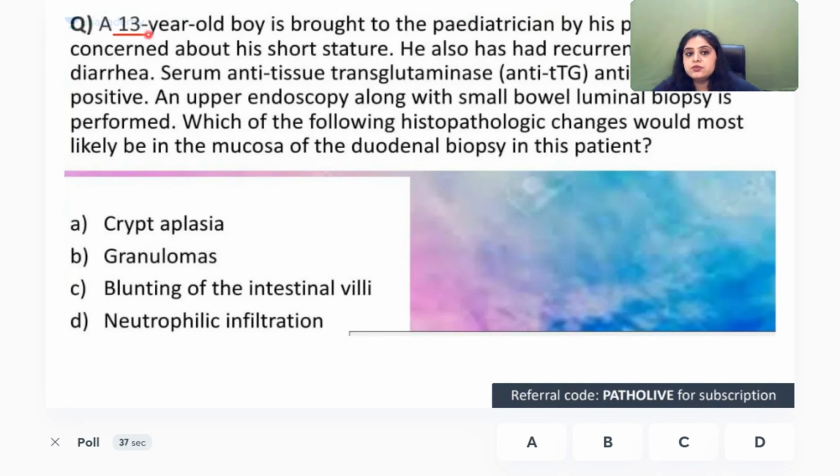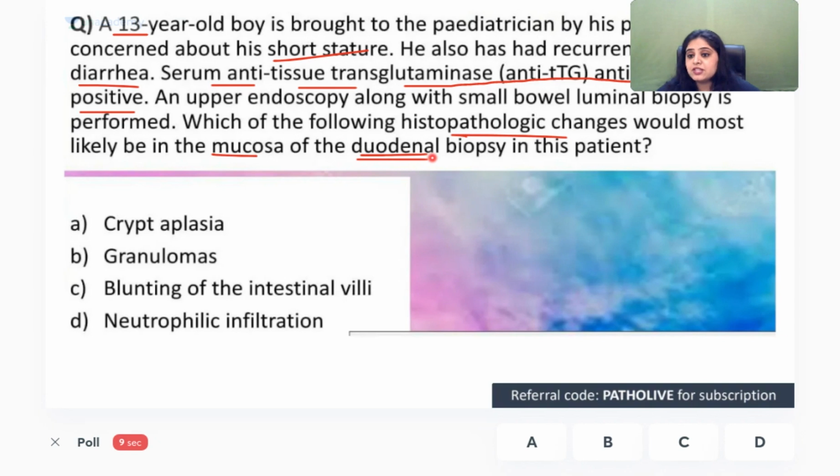A 13-year-old boy is brought to the pediatrician by his parents who are concerned about his short stature. He also had recurrent episodes of diarrhea. Serum anti-tissue transglutaminase antibodies are positive. The upper endoscopy along with the small luminal biopsy is performed. Which of the following histopath changes do you see in the mucosa of the duodenal biopsy of this patient?